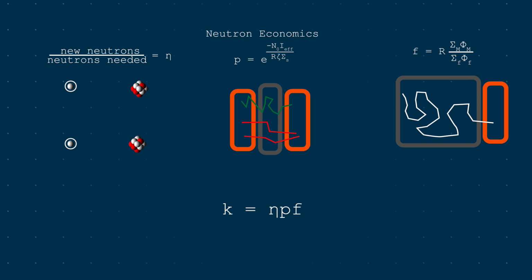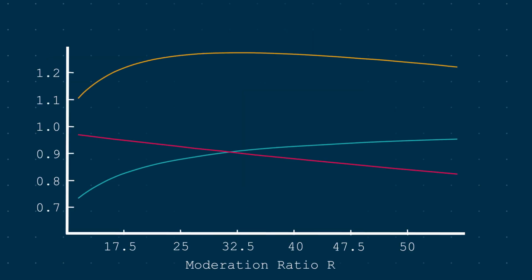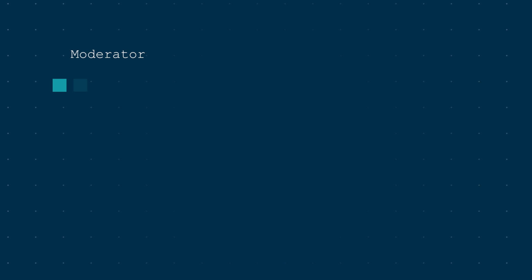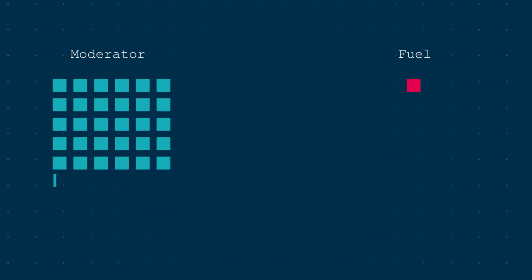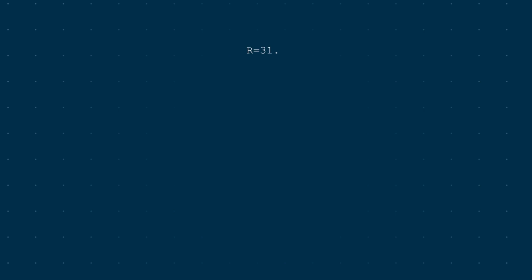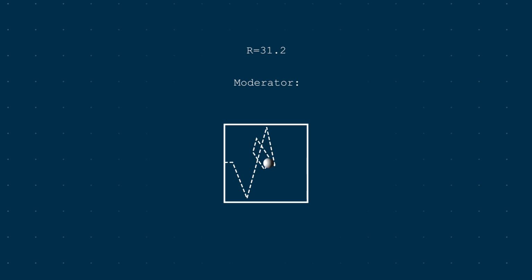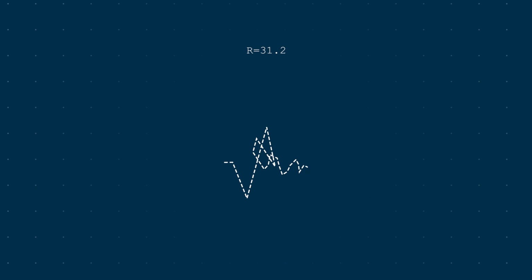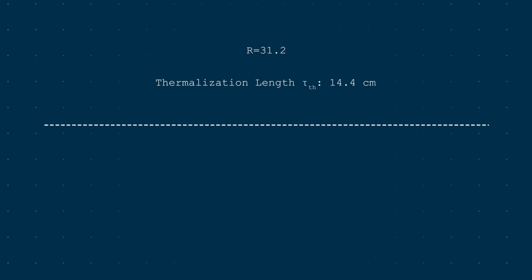The product of these three factors is a very crude approximation for the criticality K. Finding the maximum in K shows that the optimal moderation ratio is about 31.2, meaning you want about 31.2 units of moderator to every 1 unit of fuel. Solving these equations gave you the moderation ratio, but it is a dimensionless quantity, meaning that it doesn't specify how big each unit is. As the neutrons fly through the moderator, they cover a certain distance. The distance that the average neutron requires to be thermalized is called the thermalization length. For the graphite and the water in your core, the combined thermalization length will be around 14.4 centimeters.